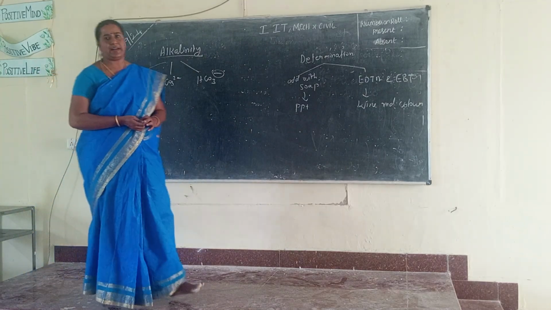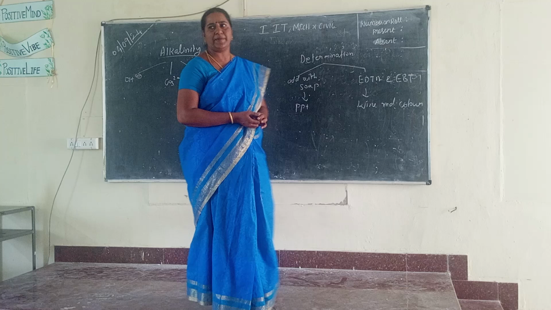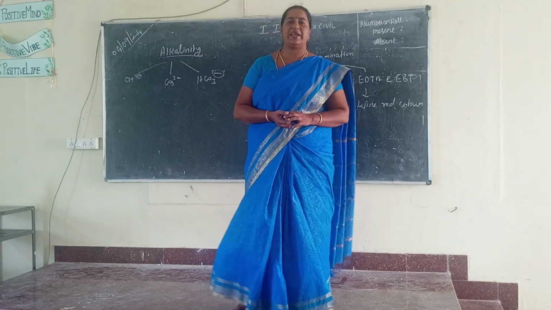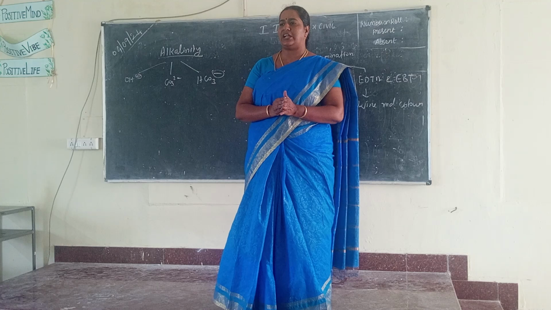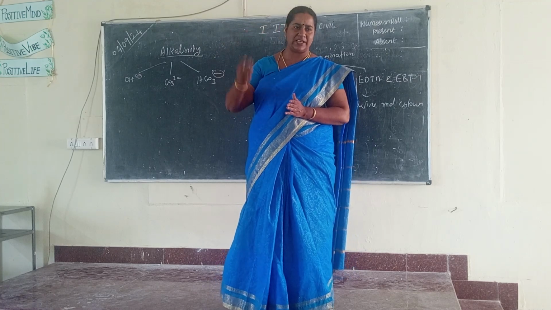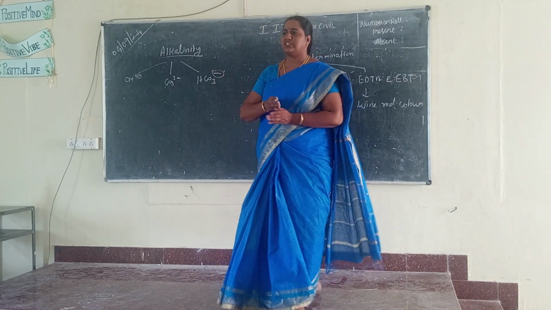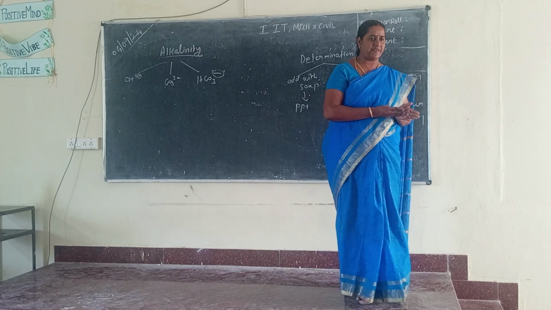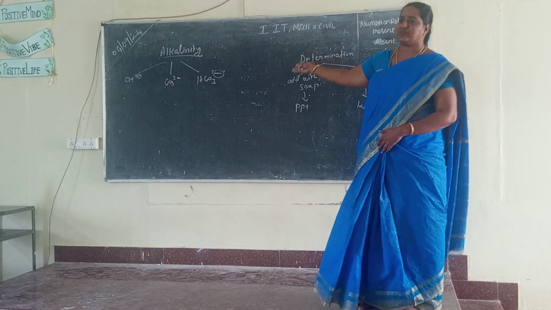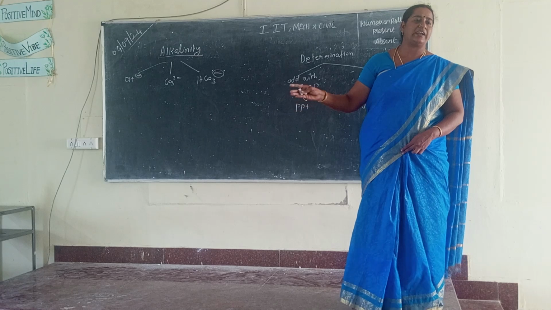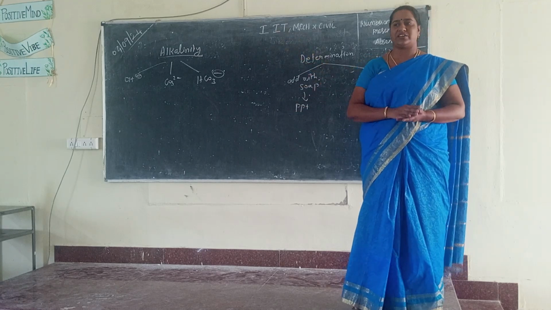What is the meaning of alkaline? Alkaline means base. On the pH scale, 7 is neutral, above 7 is called base, that is alkaline, and below 7 is acid. Already we know that. If the water has the presence of these three kinds of salt, that water is called alkaline water. What is the pH range for this water?